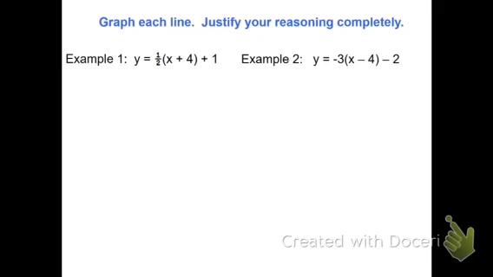Let's look at an example. In the equation y equals 1/2 times the quantity x plus 4, plus 1, let's start by finding what the slope and the given point are. We can see that the slope is 1/2. In the parentheses, it's not x minus, which tells me the x portion is negative, so the point is going to be (-4, 1).